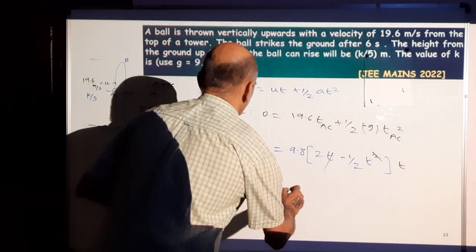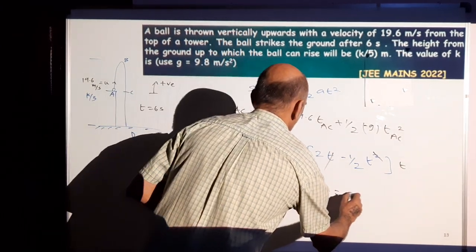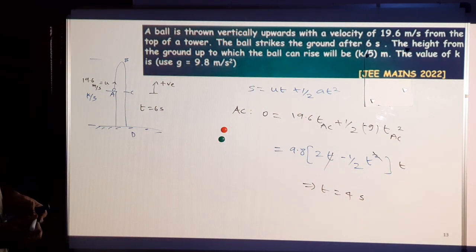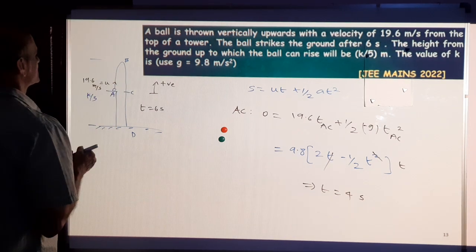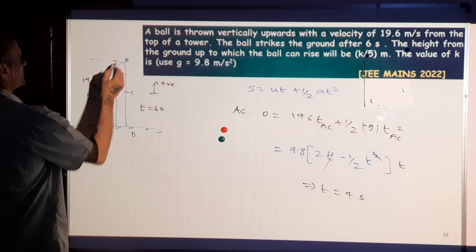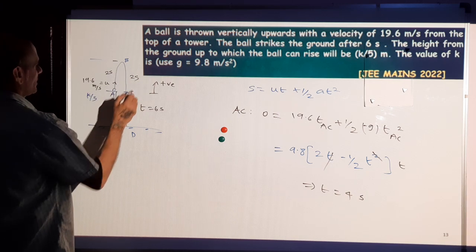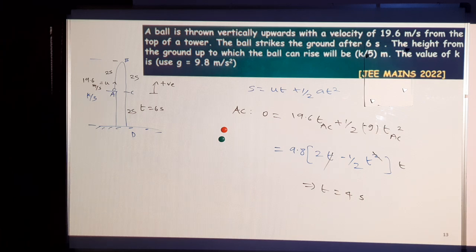So t is coming out to be 4 seconds. This is 0, t is 4 seconds. So the time to go from here to here is 4 seconds. That means the time to go from here to here, the first part, is 2 seconds. The time to go from B to C is 2 seconds. And the time to go from C to D is 2 seconds, because the total time is 6 seconds.